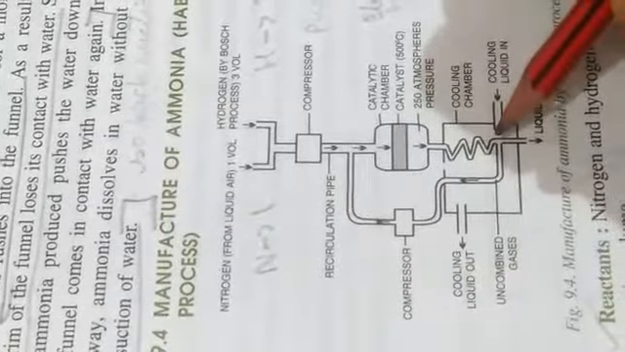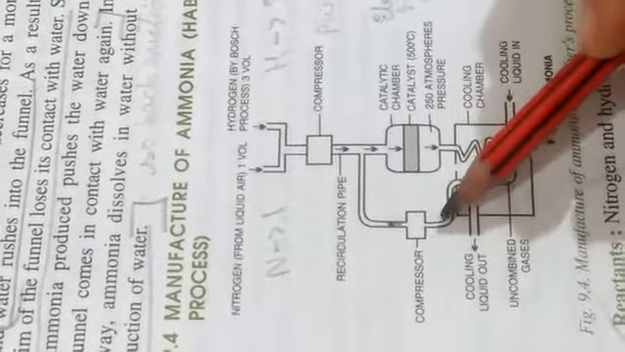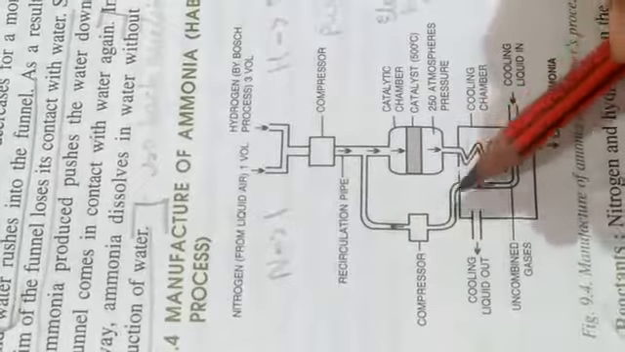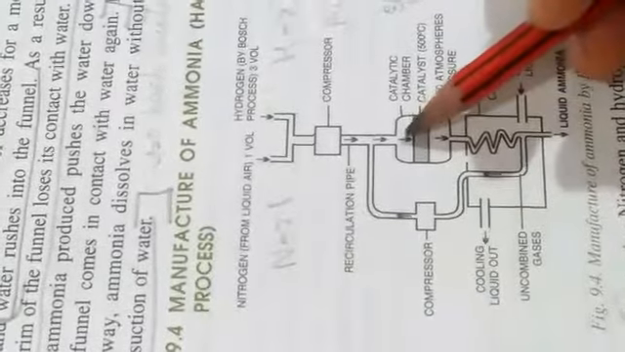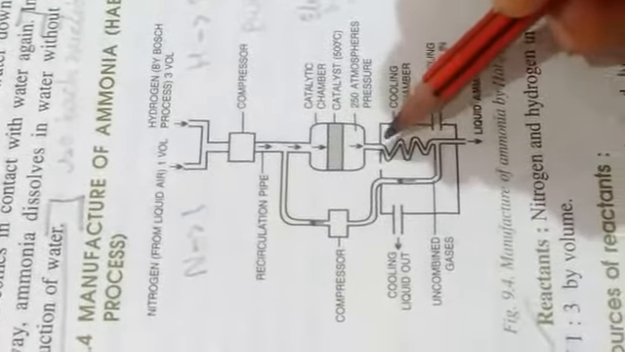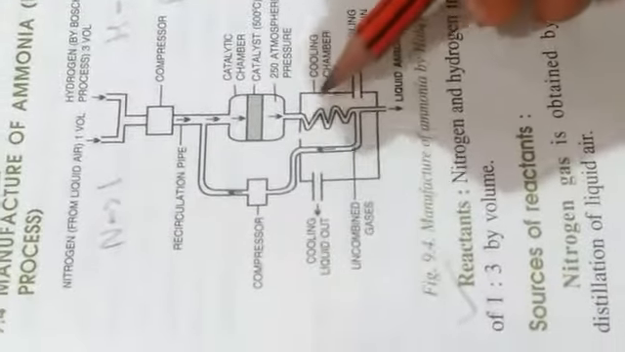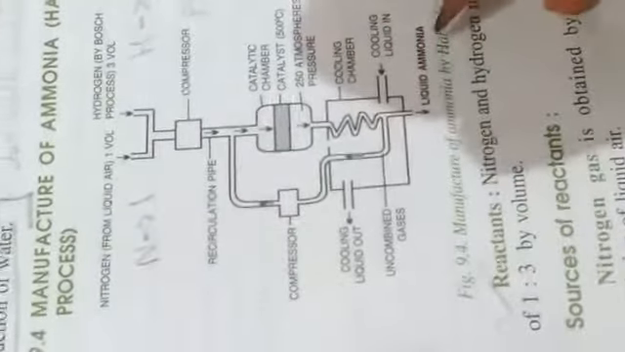If suppose any particles are uncompressed, then the uncompressed gaseous molecules will move again through the compressor. This pipe is called a recirculating pipe. So the gas has to recirculate and then again it comes to the catalytic chamber, and the same process happens: the gas passes through, and now here it gets cooled and converted into a liquid. So like this the liquid ammonia gets collected.